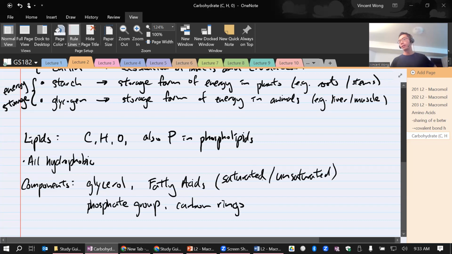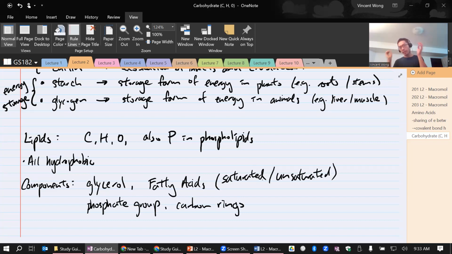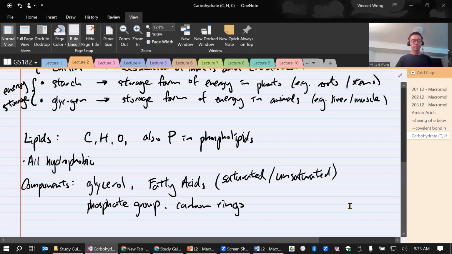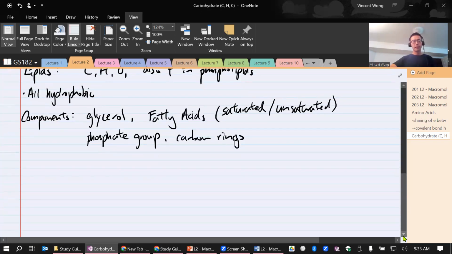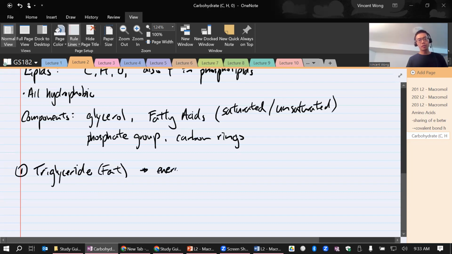Okay, so they're a little bit different compared to the other three because they don't have monomers. Instead, they have these components, and you kind of put them together to build what you want. So let's start with the first kind of lipid. Triglyceride, aka fat. We use this for energy storage, long term though, right?